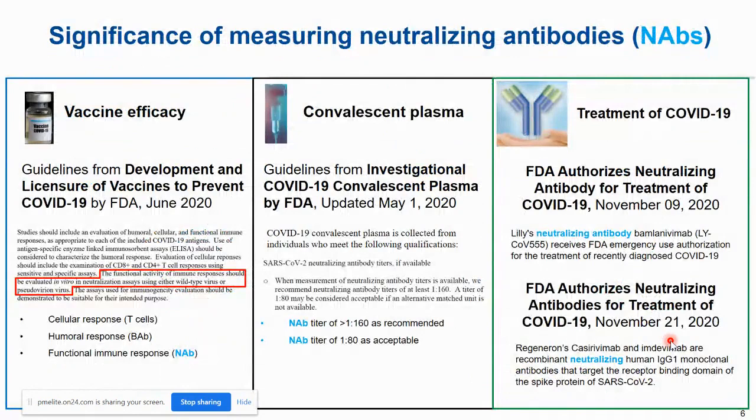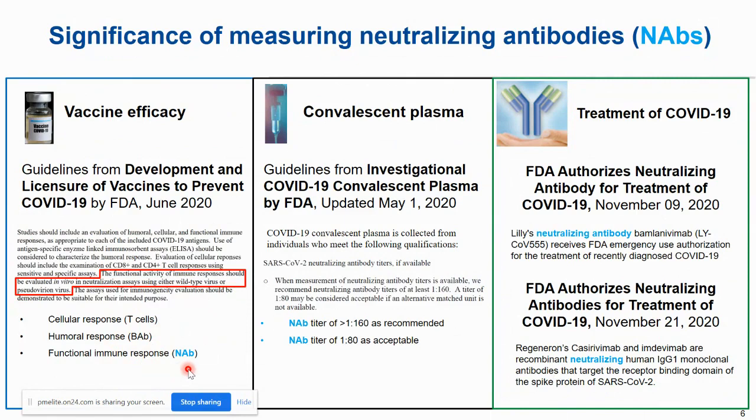So let me introduce the significance of measuring neutralizing antibodies. You can see from the FDA guidelines on development and licensure of vaccines to prevent COVID-19 that three arms of immunity should be measured in clinical trials, especially during vaccine development work. Those are the T cell cellular response, the humoral response of binding antibodies, and, last and most importantly, the functional immune response measured by neutralizing antibodies.